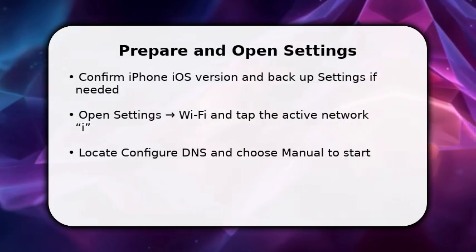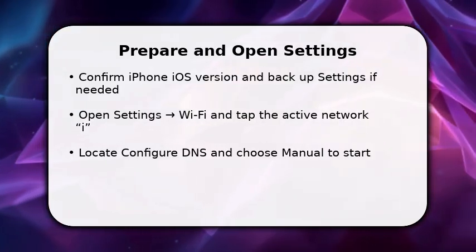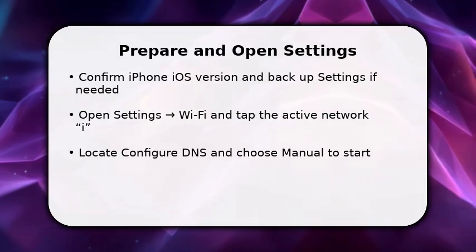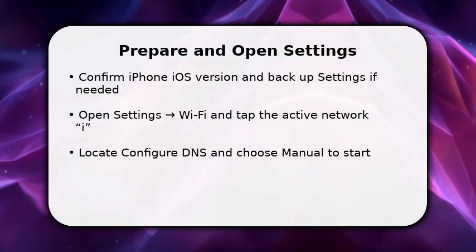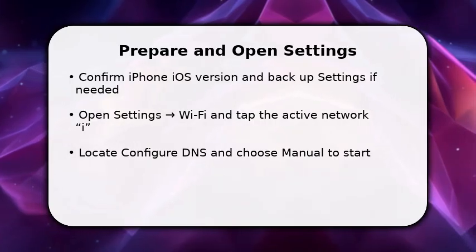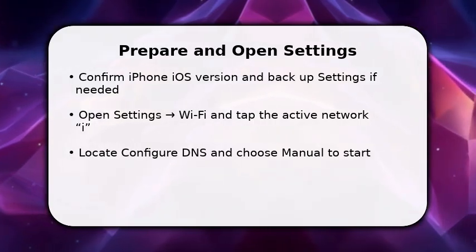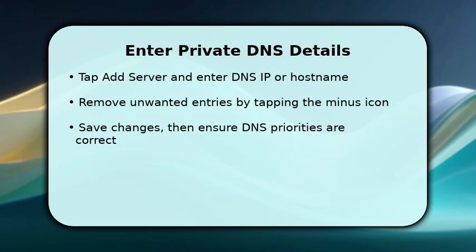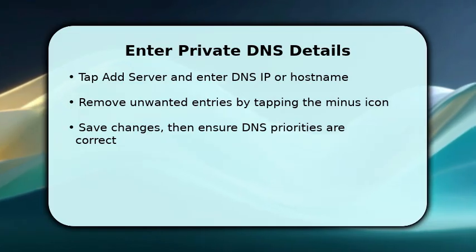This first action switches control from automatic to manual so you can input a private DNS. Once done, you're ready to remove current entries and add the new DNS IPs. This is the critical handoff from setup to configuration. Now you enter the how, tap Add Server and type the private DNS IP or hostname exactly as provided.